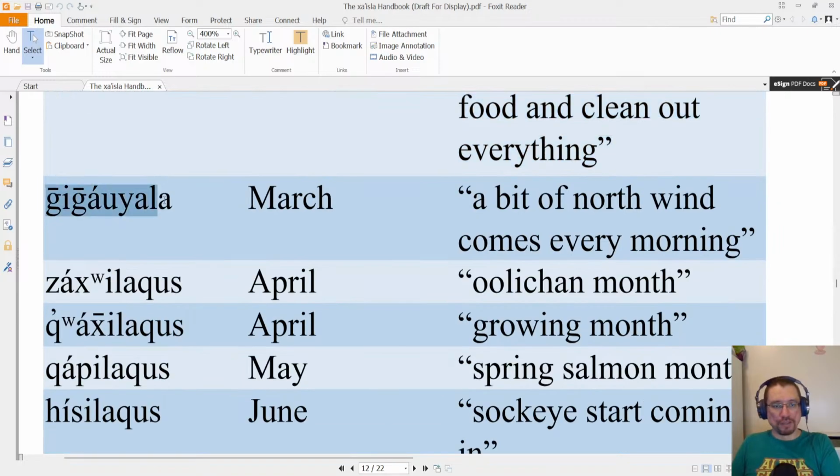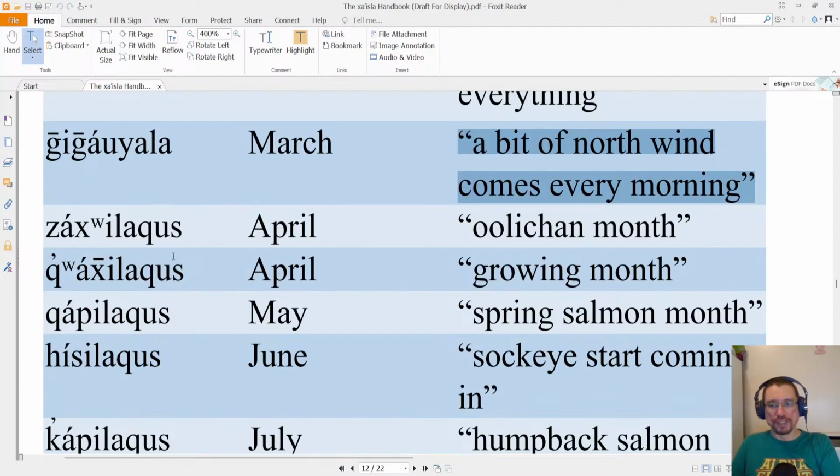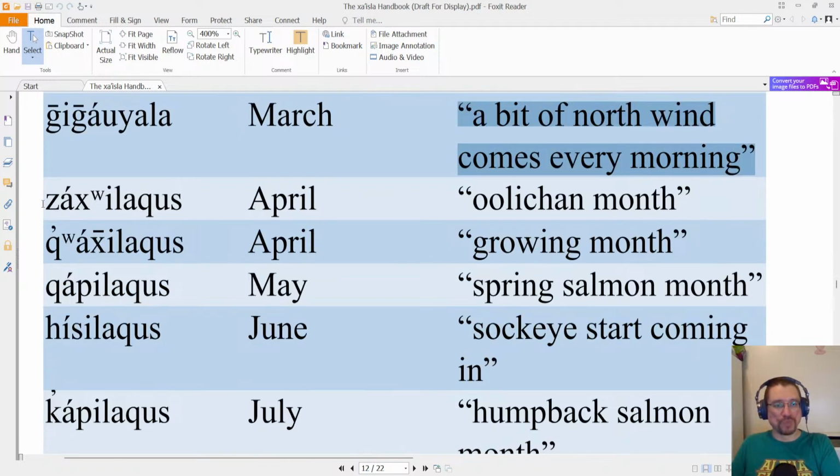Next is xa'isla, and this is March. This means a bit of north wind comes every morning. So xa'isla has to do specifically with the north wind. And it's still kind of cold because we're getting towards the end of winter. It'll start warming up around that time, towards the end of March.